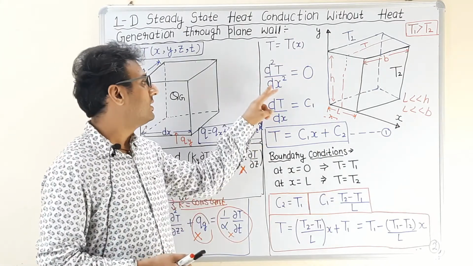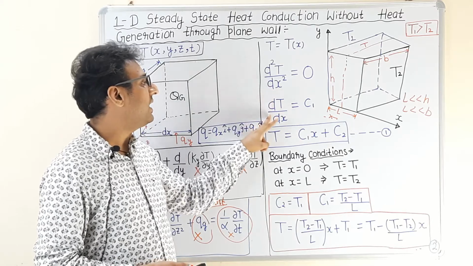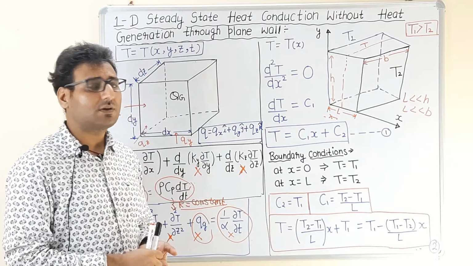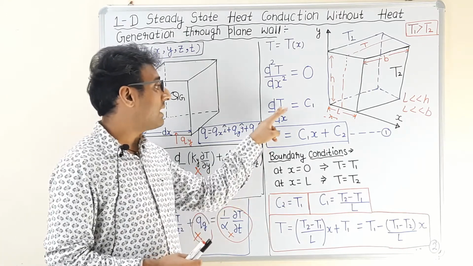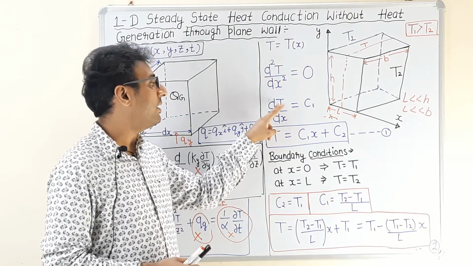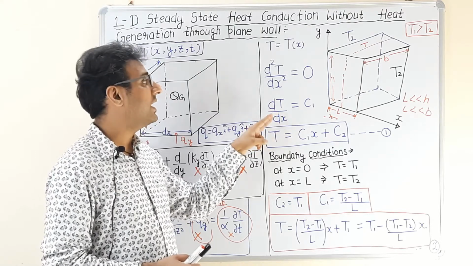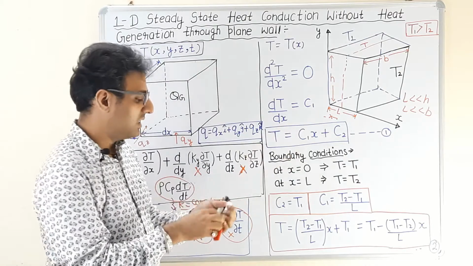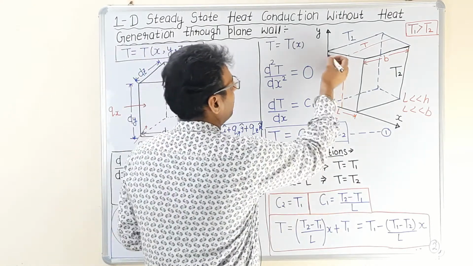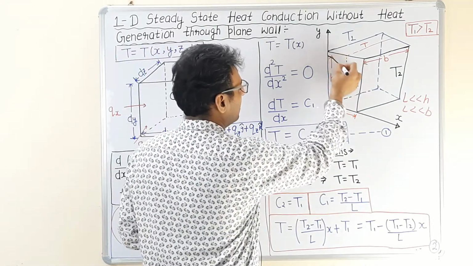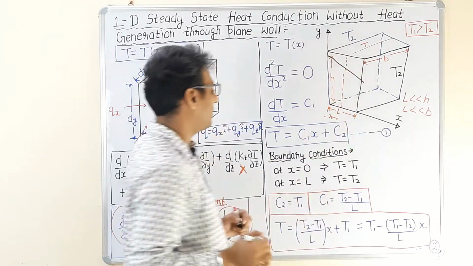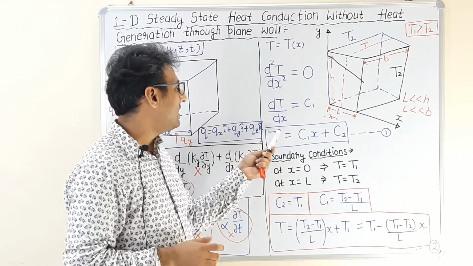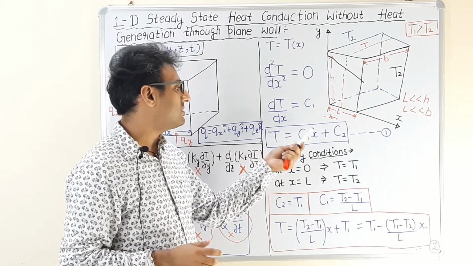After integrating this equation, we will get dT upon dx equal to C1, where C1 is the constant of integration. dT upon dx is the temperature gradient. It means the temperature gradient is constant, which means the temperature profile for this problem is linear in the x direction. Now after further integration, we will get T equal to C1x plus C2.